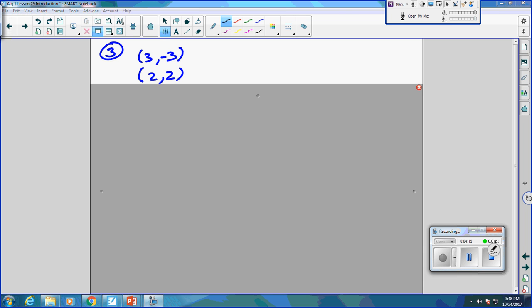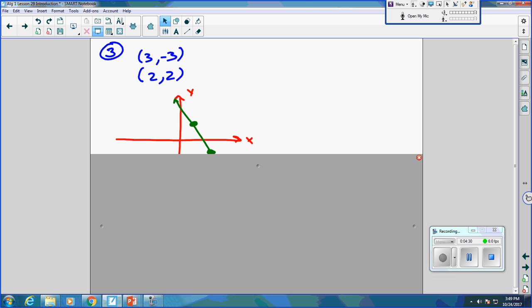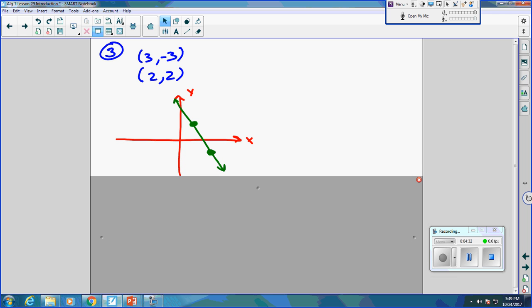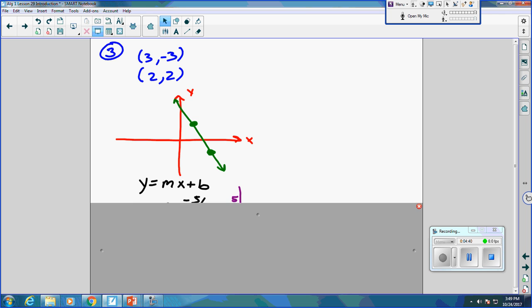All right, for problem 3, find the equation of the line in slope-intercept form for the point (3, -3) and the point (2, 2). The first thing I do is plot it and decide if it's one of my 2 special cases. When I plot the points and make the line, we can see it's negatively sloped. It's going downhill. Therefore, it's not a special case, x equals or y equals, so it's y equals mx plus b.